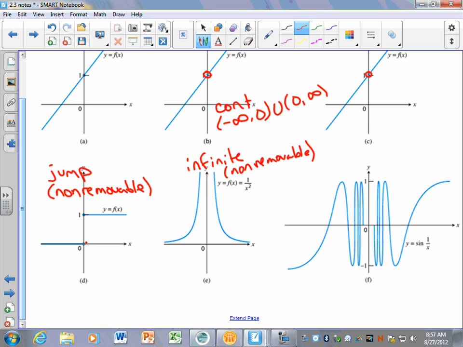And F, again, I feel like oscillating never shows up except for when they first tell you about what kind of discontinuities could exist. So I feel like this isn't a huge issue of knowing this, but it is an oscillating one, which would also be non-removable.